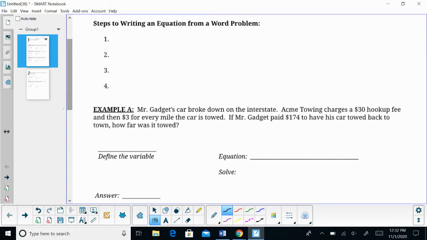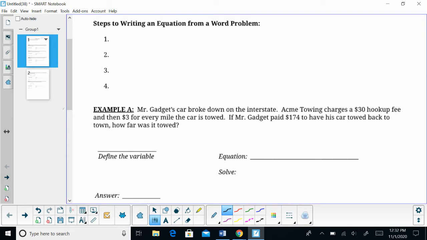Example A says, Mr. Gadget's car broke down on the interstate. Ace Towing charges $30 hookup fees and then $3 for every mile the car is towed. If Mr. Gadget paid $174 to have his car towed back to town, how far was it towed?